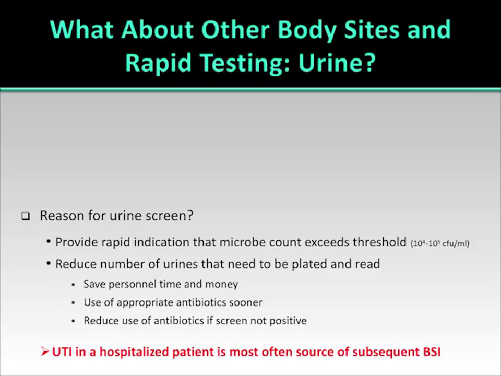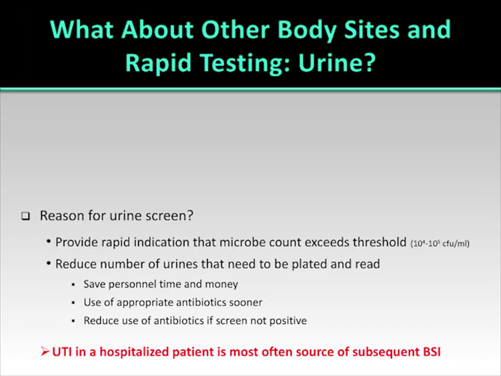You can reduce the number of urines that need to be plated. This is going to save personnel time. It's going to save money. You're going to be able to inform the clinician about whether that urine is positive or negative in a more rapid period of time, and therefore the individual physician is going to be able to use appropriate antibiotics sooner. Or, on the other hand, if the urine screen is negative, reduce the use of antibiotics totally and not use unnecessary antibiotics.